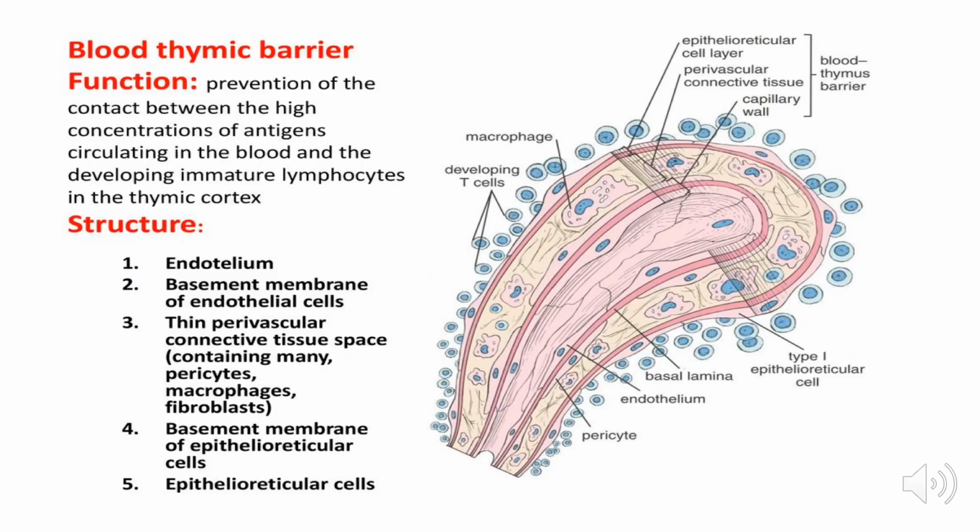Shown here is a picture of a blood vessel. This blood vessel could be present in the capsule or septa of the thymus. What are now the components of the blood-thymus barrier? So let's discuss them one by one. It includes the endothelial cell of the blood vessel. This endothelial cell is resting on its basement membrane. Beneath the basement membrane, you have there a thin perivascular tissue space. Then, I want you to take a look at the basement membrane wherein the type 1 epithelial reticular cell is resting onto. So, these are the 5 components of the blood-thymus barrier.